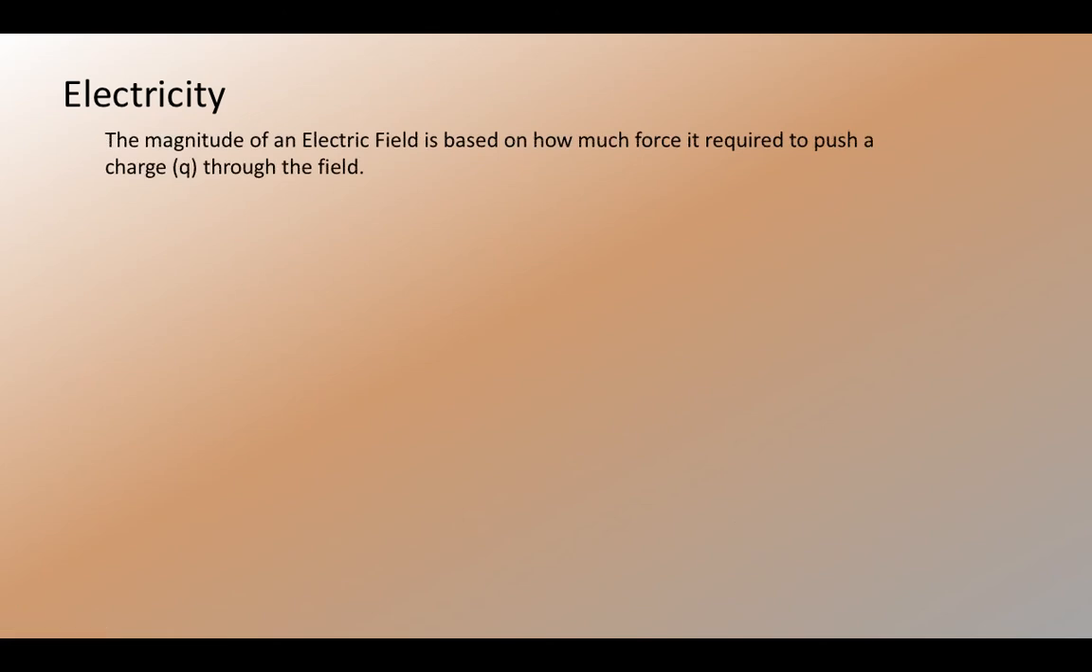The magnitude of an electric field is based on how much force is required to push a charge Q through the field. So if you're going to push against or with the field, it's going to require a force. So you take a look at the formula. The electric field is equal to force for every Q value. So note that the units are newtons divided by coulombs.